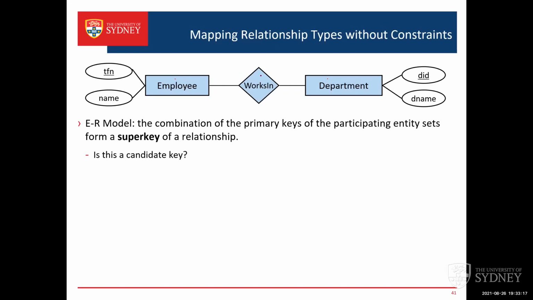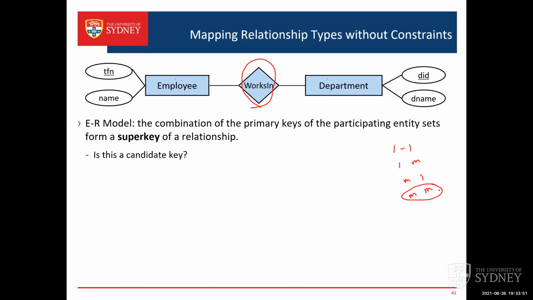Now, how should I create this works in relationship table? The employee table will have TFN and name, and the department will have DID and name. Should I create a table for this relationship table, for works in? It depends on the cardinality. If you remember, last week we learned about one-to-one, one-to-many, many-to-one, many-to-many.